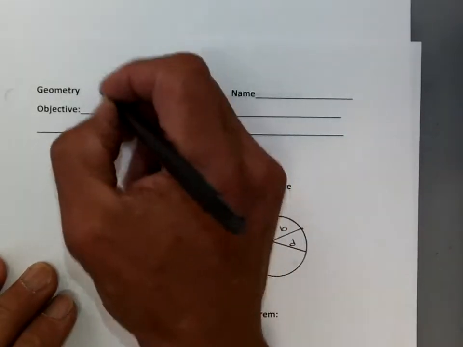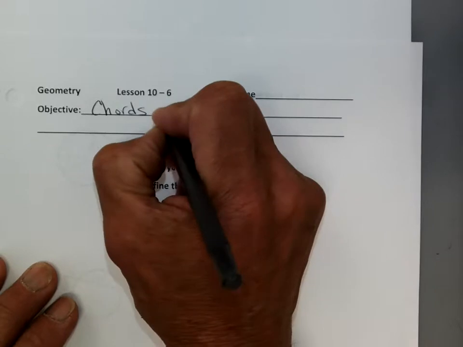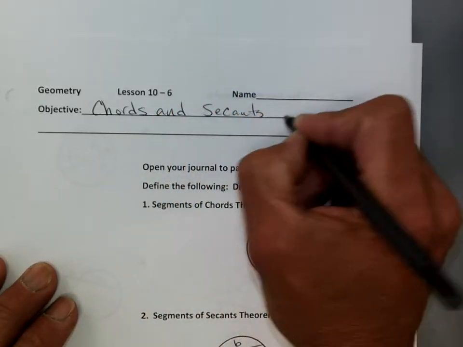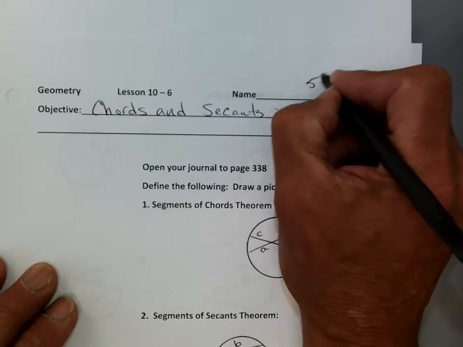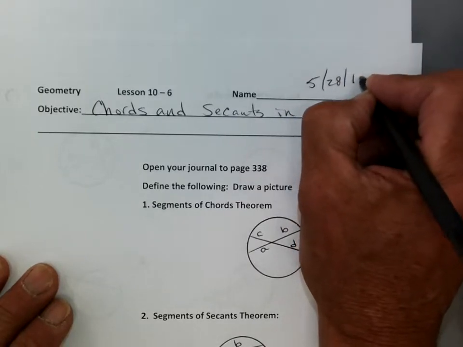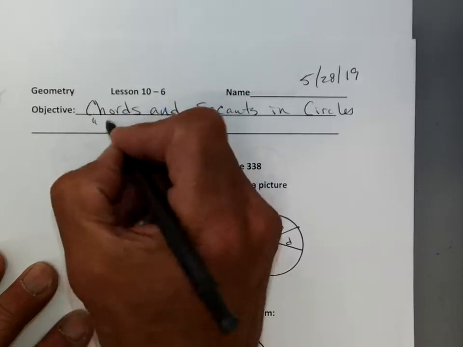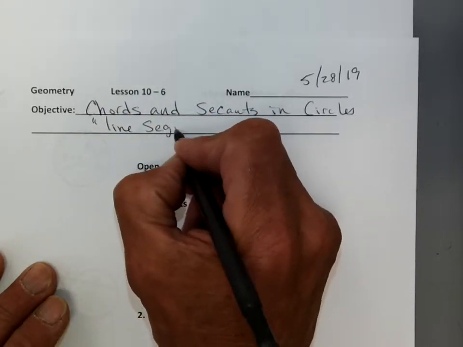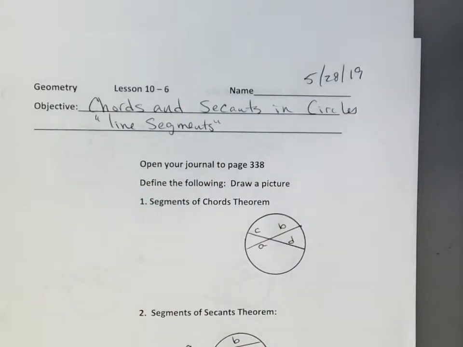So today we're talking about chords and secants in circles, okay? So those are the line segments. Chords and secants, okay? And even tangents.